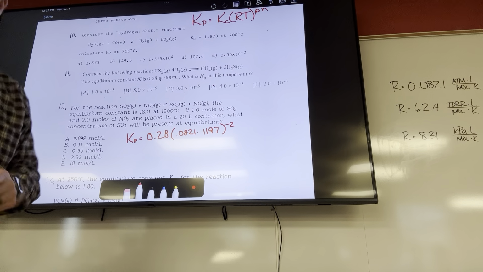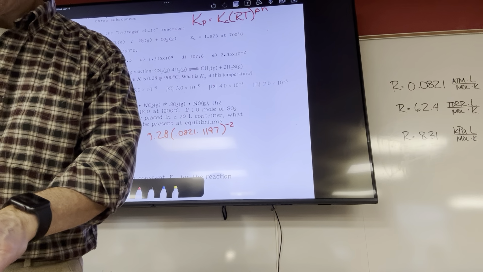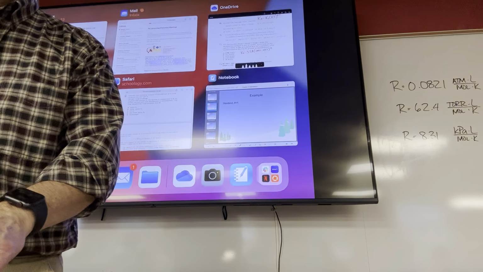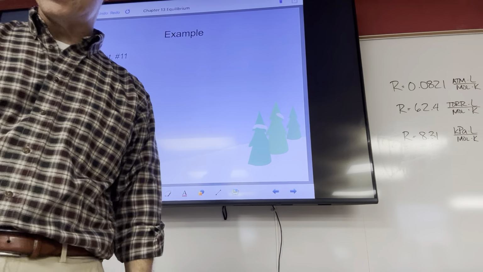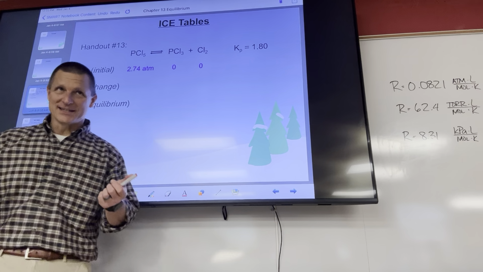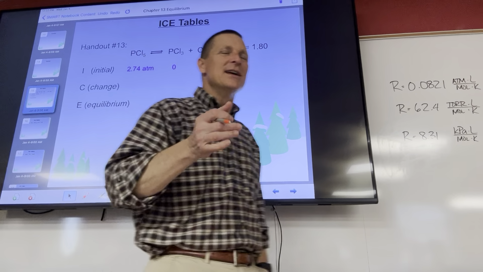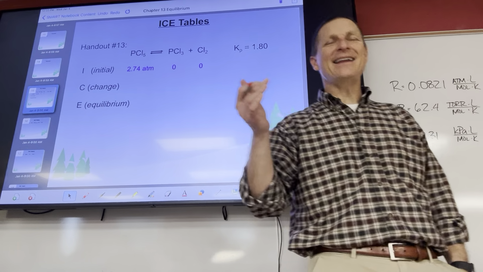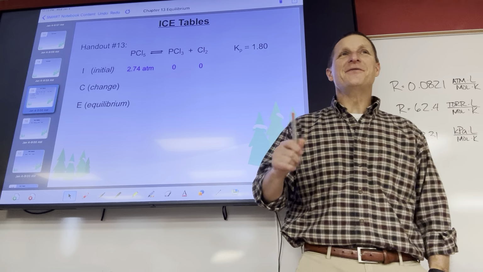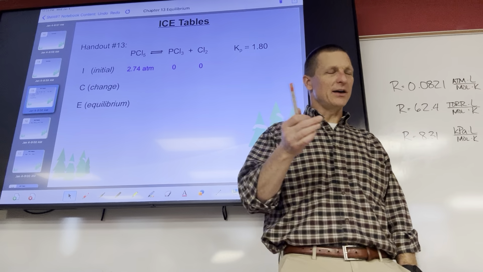Okay, so we're going to now go back. Got something new now to teach you today about equilibrium. It's called an ICE table. Now, when I say ice table, we all think of ice, frozen water. This is not anything to do with ice that we put in our drinks. An ICE table is a means for keeping ourselves organized as we do equilibrium problems.